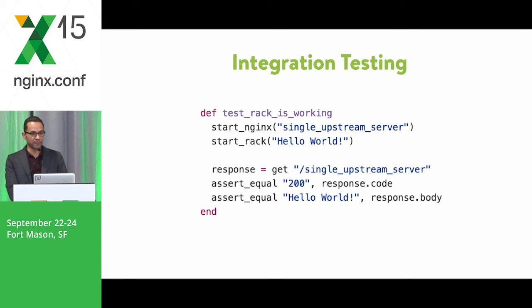The second line starts up a simple Rack server that will respond to a request with the response of hello world. And then the third line is what actually submits the request to the server. So it does an HTTP GET to the /single upstream server endpoint. And then finally, the fourth and fifth lines just assert that the responses are what we would expect. We expect that the response code is going to be 200, and we expect that the body of the response is going to read hello world. So using this integration testing framework, we can really write a lot of high quality tests.